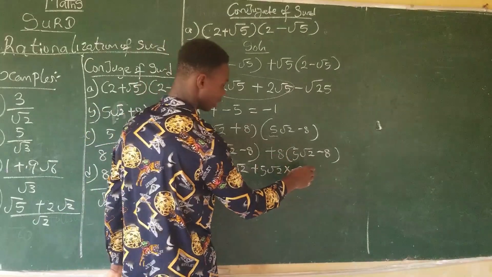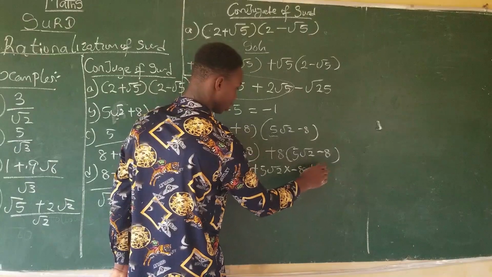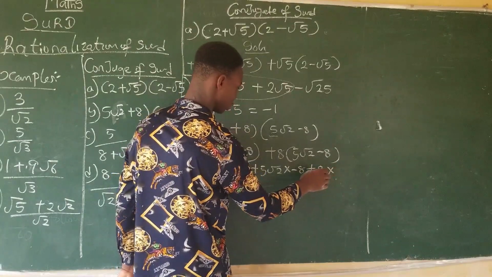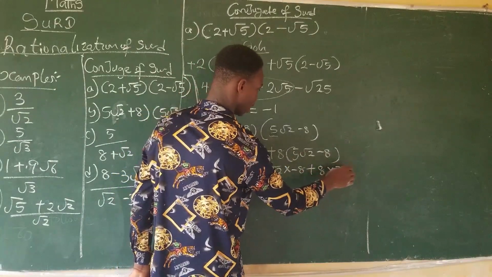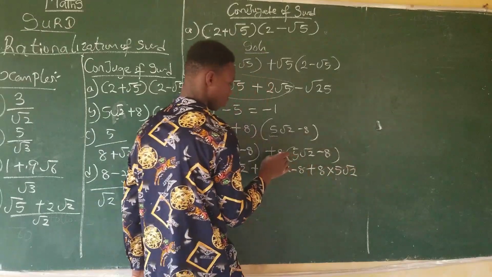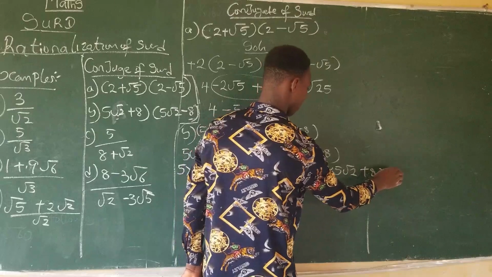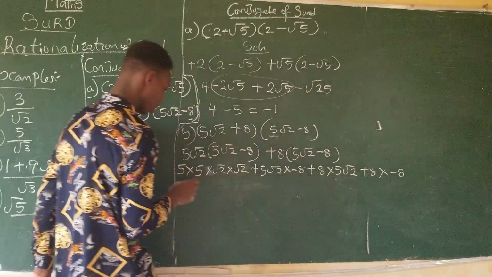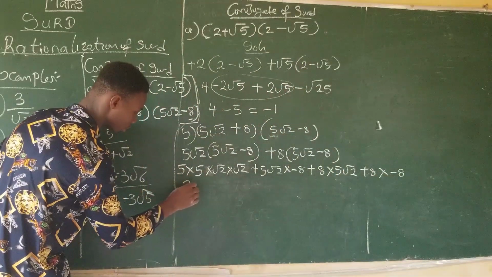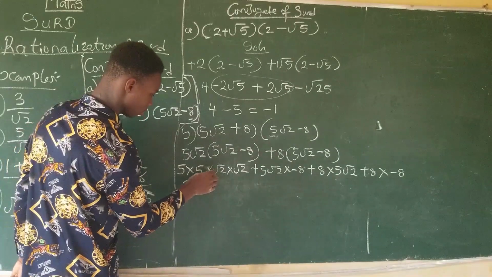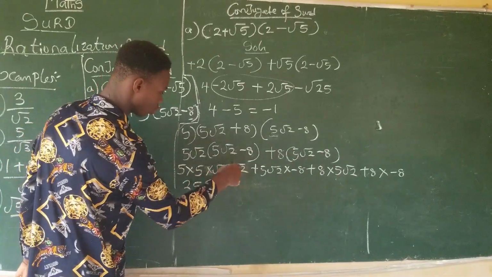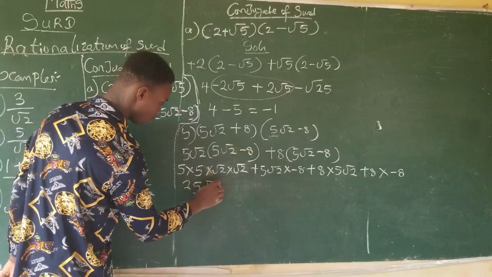While for this other side, we have plus 8 times 5 root 2, plus 8 times minus 8. So from here, 5 times 5, we have it as 25. Root 2 times root 2, we have it as root 4.